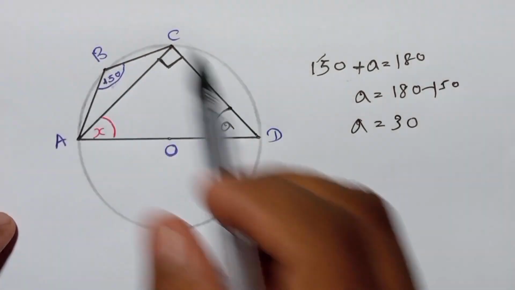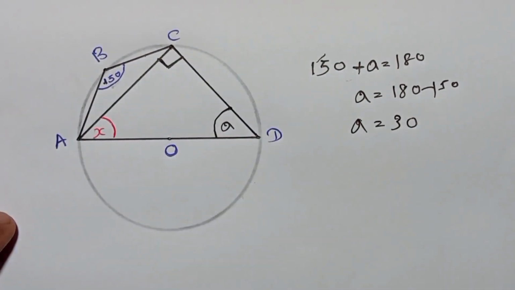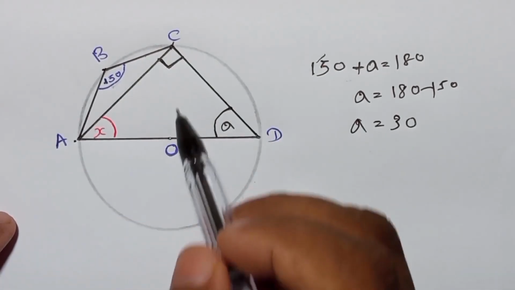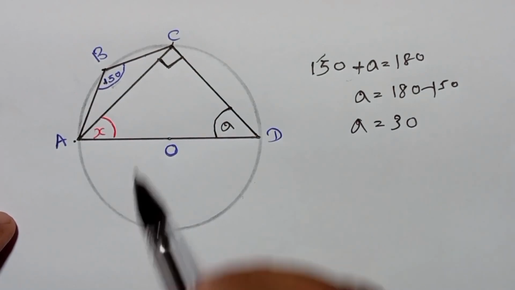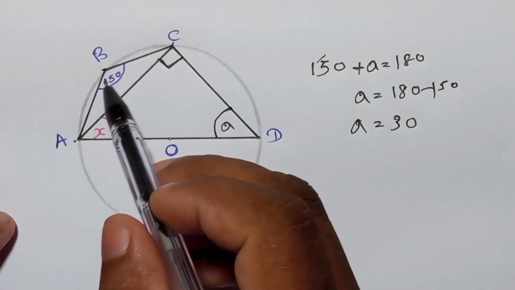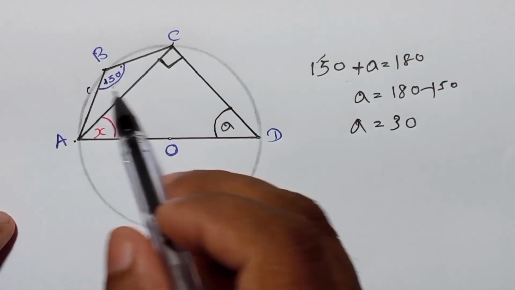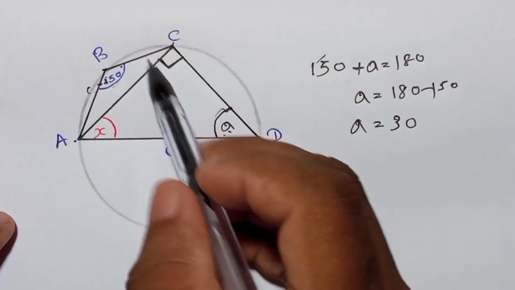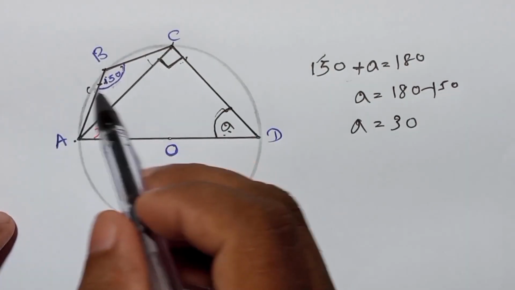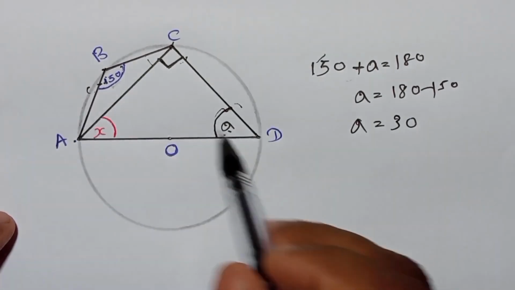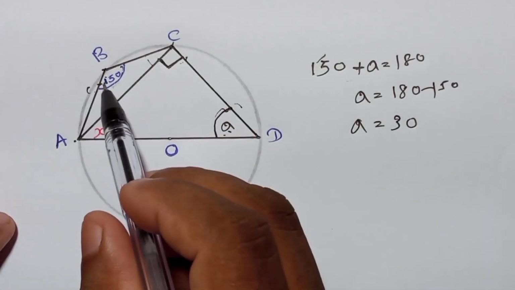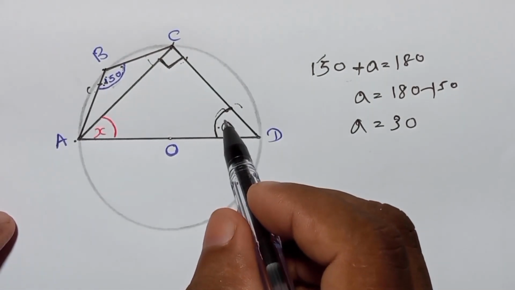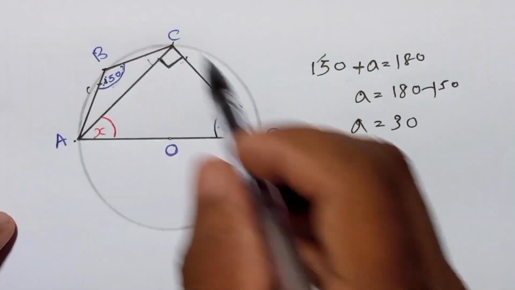ABCD is a cyclic quadrilateral, a four-sided polygon with all vertices on the circumference. When you have that, we can call it a cyclic quadrilateral. And in a cyclic quadrilateral, opposite angles, this angle and this angle are opposite. These two angles are opposite, like this angle is opposite to this. So if this and this are opposite angles, they add up to 180. So if this is 150, this should be 30. So A is 30.